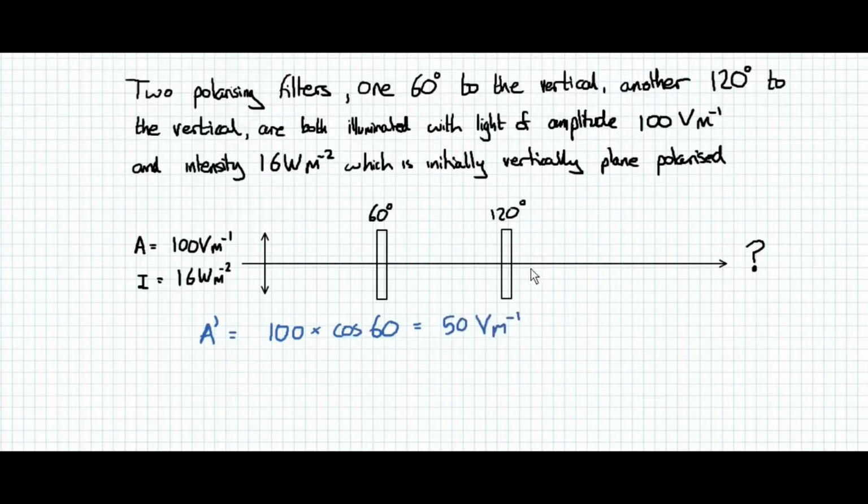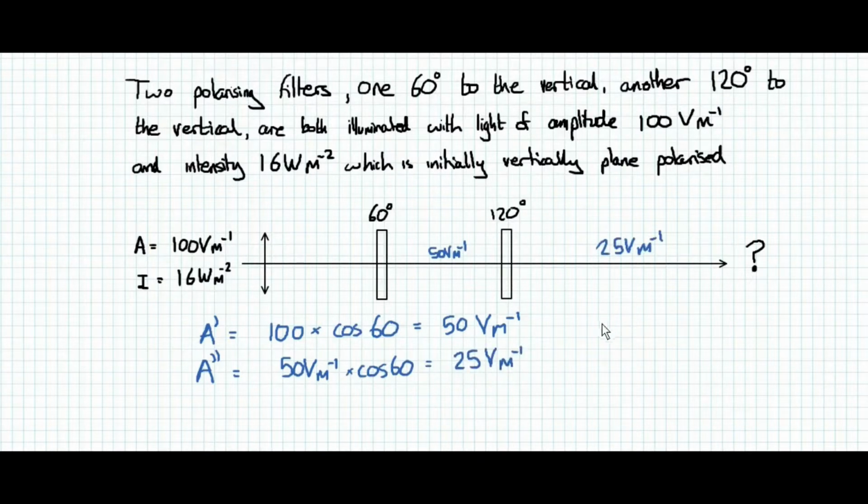If we do that again at the second filter, it is 120 degrees to the vertical, but that means that it is 60 degrees to the previous filter. And so our new amplitude is going to be our 50 volts per meter here, multiplied by cosine of 60, because there are 60 degrees between the second polarizing filter and the first. And that will give us 25 volts per meter.